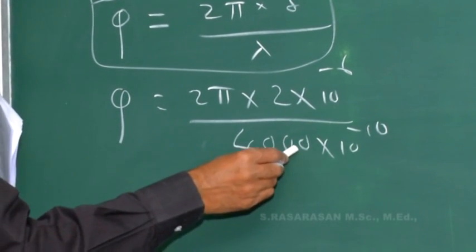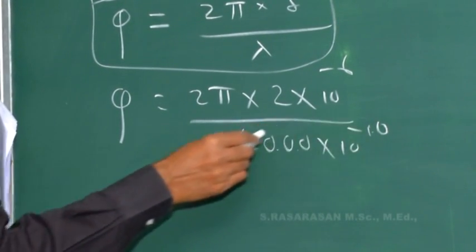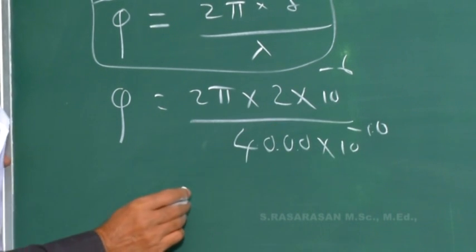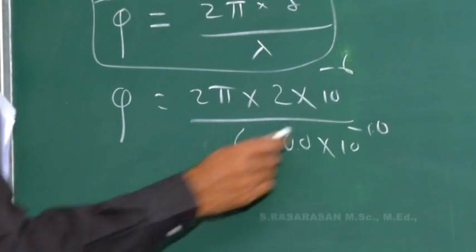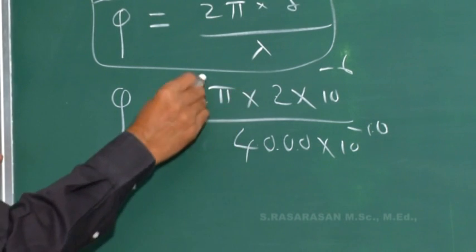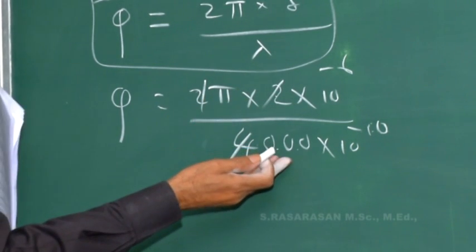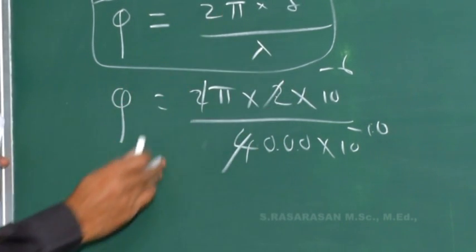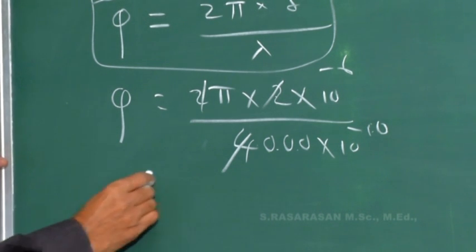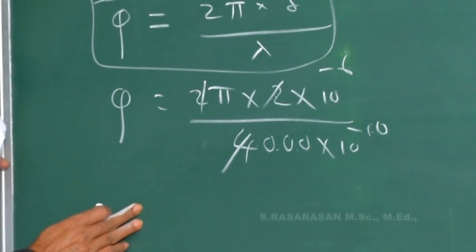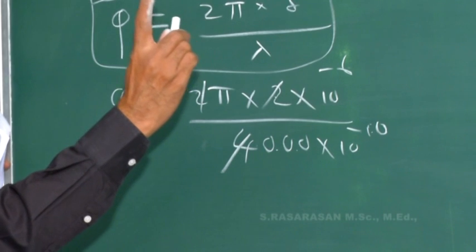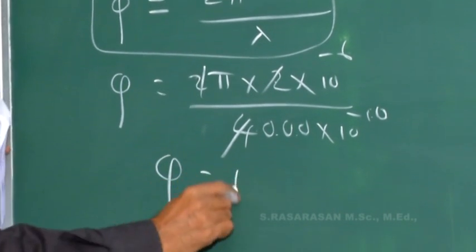டெசிமல் பார்ட் இங்கே வச்சோன்னா -9 வரும், இங்கே வச்சா -8 வரும், இங்கே வச்சா -7 வரும். 4 into 10 power minus 7, 2 2s are 4, 4 4 cancel ஆகிடுச்சு. இங்கே என்ன இருக்குது? 10 power minus 7 மேலே போனால் 10 power plus 7, 10 power minus 6, 10 power 1, 10. So phi is equal to 10 pi.